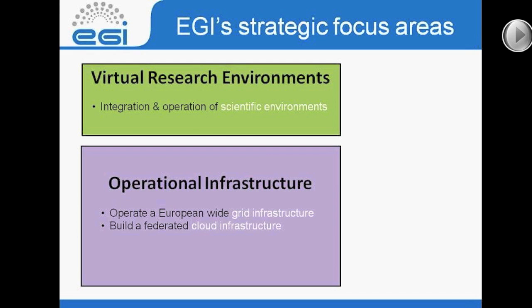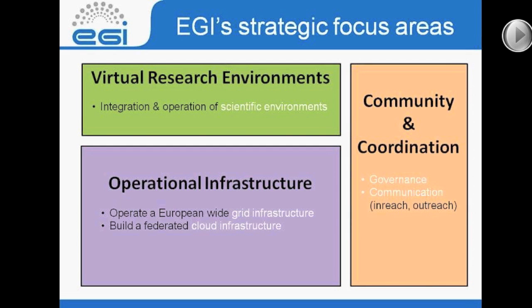Just operating an infrastructure isn't enough. The point of having an infrastructure is that it can be used by scientific groups for their domain-specific sciences, use cases, workflows, and so on and so forth. So we need to facilitate the integration and operation of scientific environments with this operational infrastructure. So another key strategic focus area of EGI is working with scientific groups and facilitating the integration of their domain-specific services with the operational infrastructure.